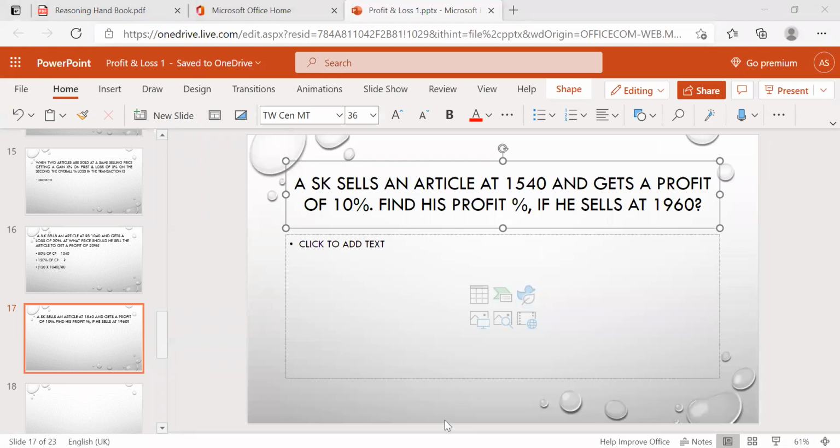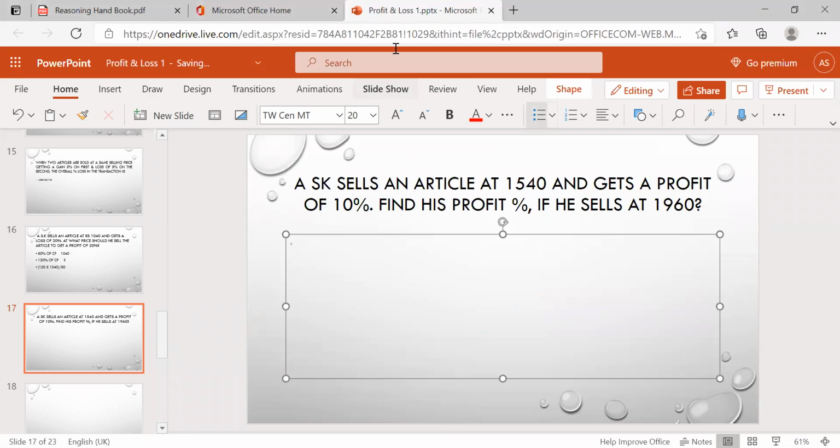I already allowed, no one is waiting here. Okay, Purnima is waiting here. They're still taking time to join actually. I don't know. Okay. See.